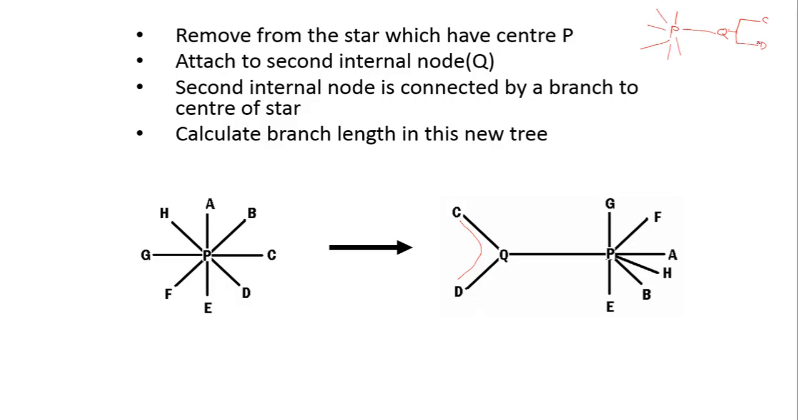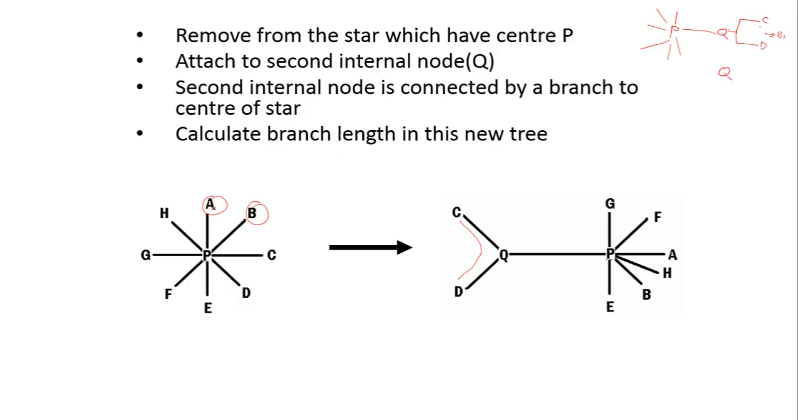So after doing this, what we do is calculate the branch length of this C, Q and D. Say, for example, we end up calculating the branch length as B1. Again, we would place this C and D back into your star, and then randomly select another two sequences. Let's say, for example, now we have ended up selecting A and B. So this would be the case.